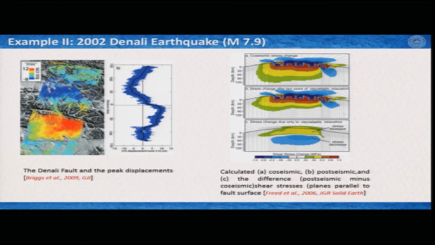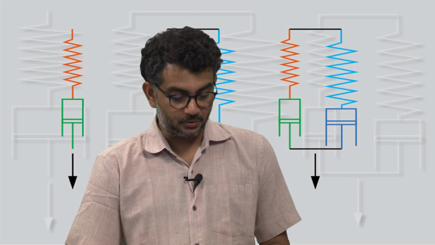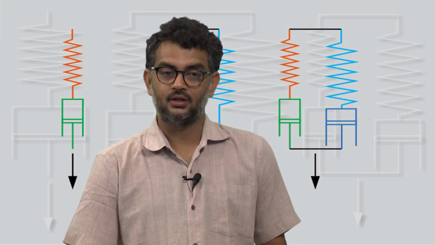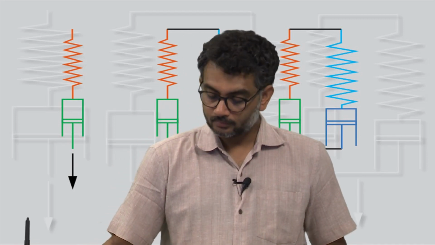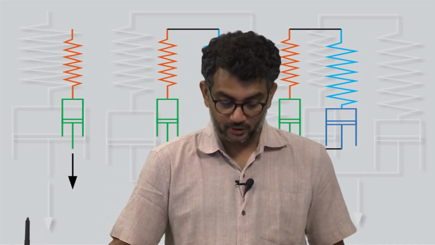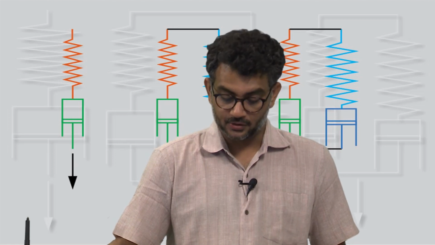Let us have a second example, and this example is from the 2002 Denali earthquake. The magnitude was 7.9. It was a huge earthquake, but it happened, you know, Denali is in the northern part of the US, in Alaska. No one died, but it was a devastating earthquake. Close to 50-60 billion was the damage that happened in this earthquake because of many landslides.